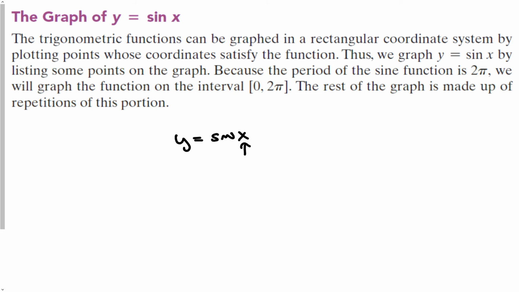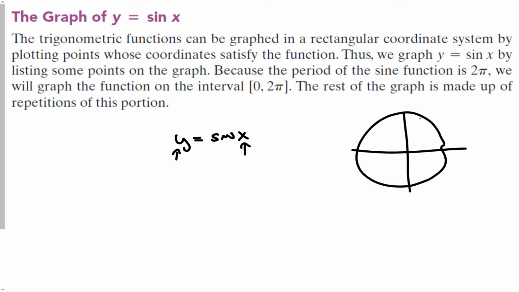Okay, so this function y equals sine x can be graphed in a rectangular coordinate system by taking the input and plotting the output, right? Putting in an angle, getting out the y coordinate. We graph y equals sine x by listing points on the graph, but eventually, as we go around the circle, as our angle increases, the values of the function are going to repeat.